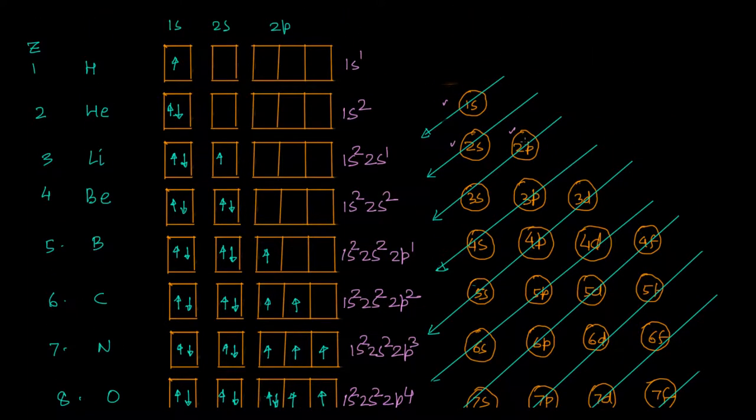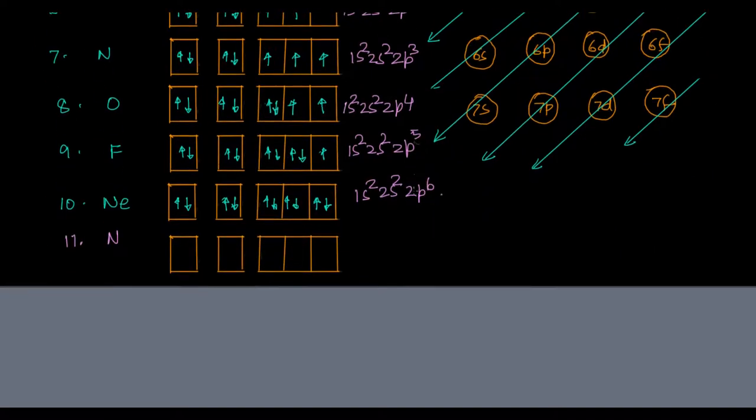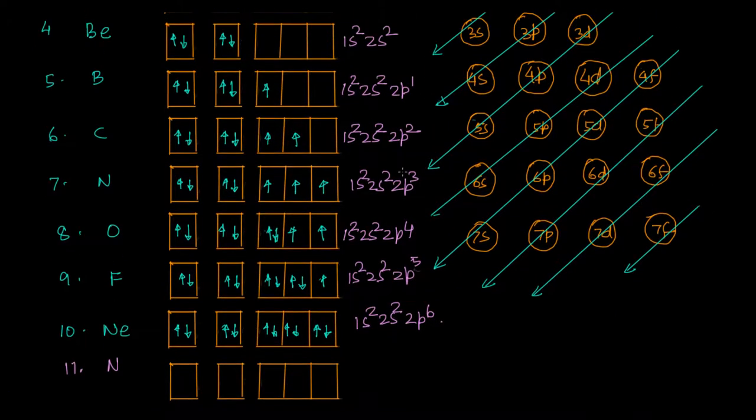So hereafter it will go to 3s. Now it starts becoming cumbersome, you see? Why? You have to carry all this, the initial ones, right? And here too you have to keep on writing 1s2, 2s2, 2p6.